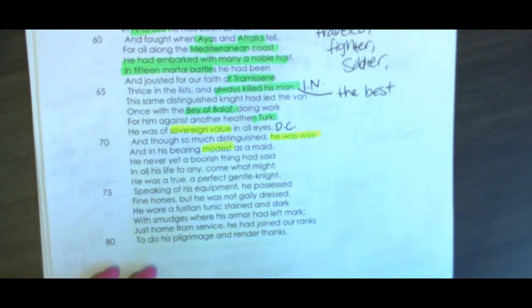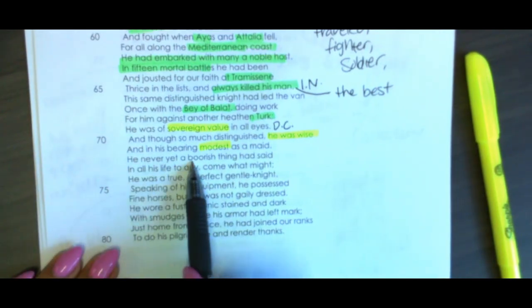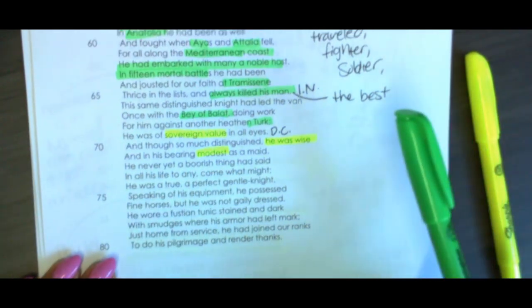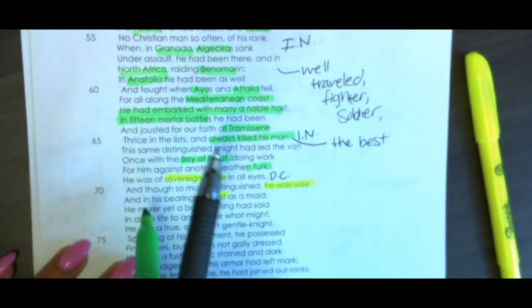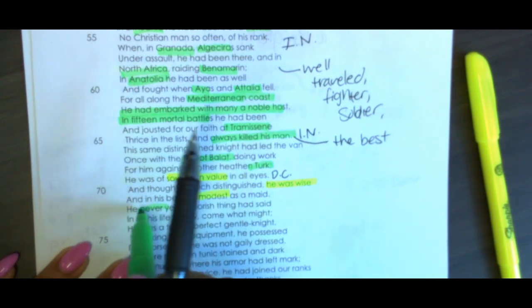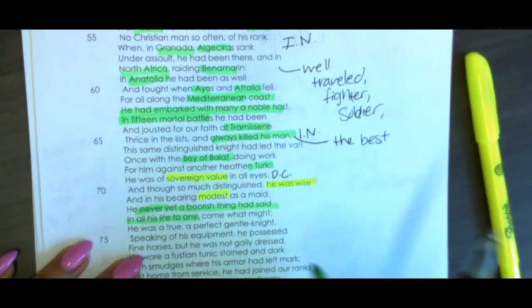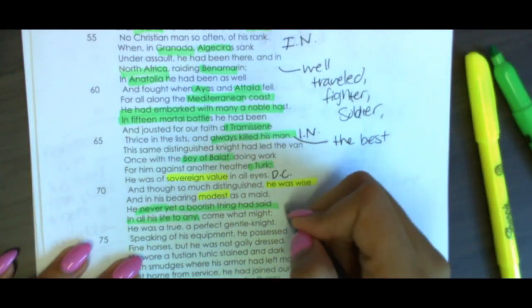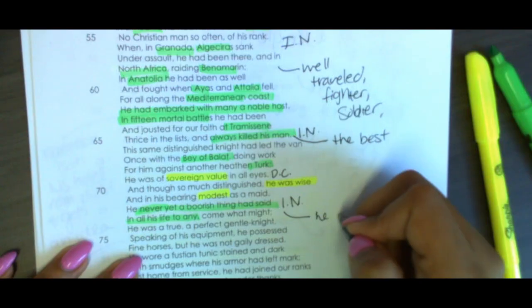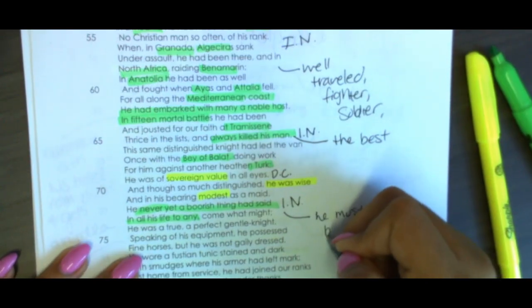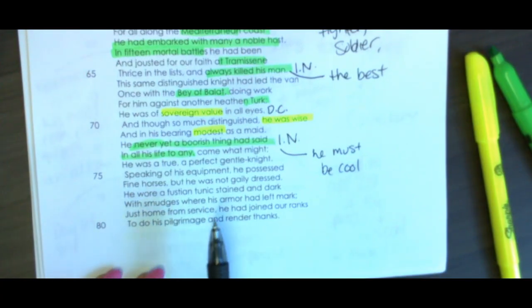"He never yet a boorish thing had said." This one says he never says a boring thing. And what somebody says, he never says a boorish thing, that's under indirect. "He never yet said a boorish thing in all his life to any." That one would be indirect. He never says anything boring, and we'd be like, oh, he must be cool if he never said anything boring. He must be a vibe.